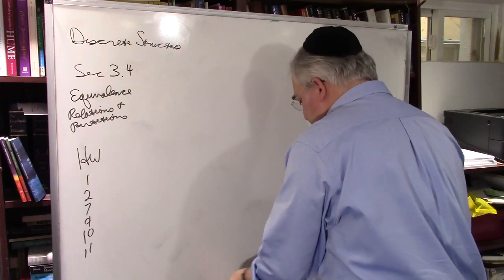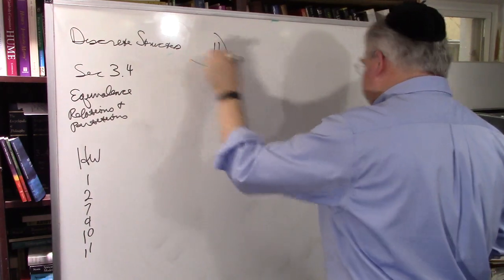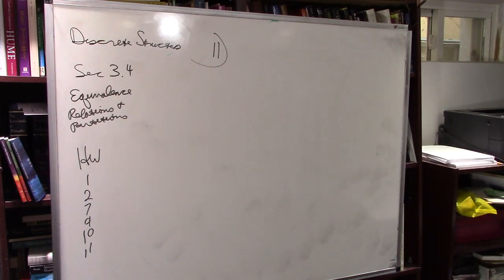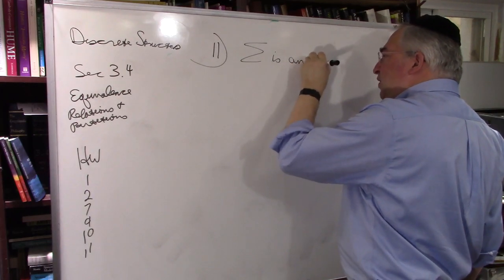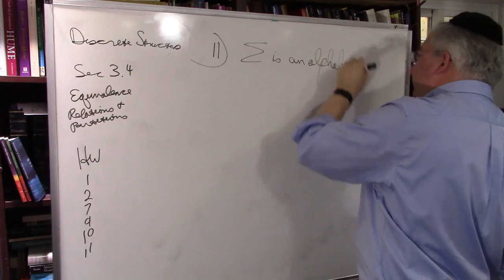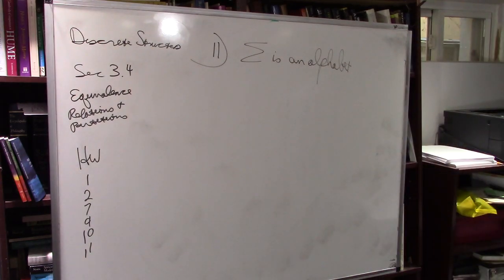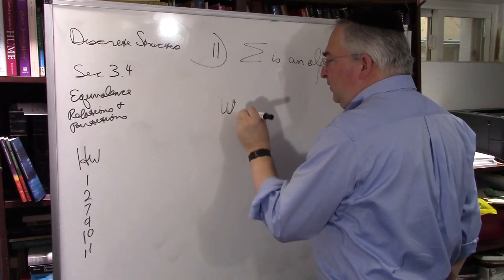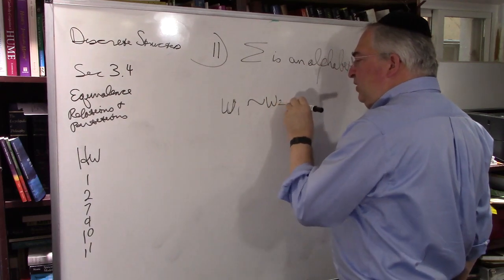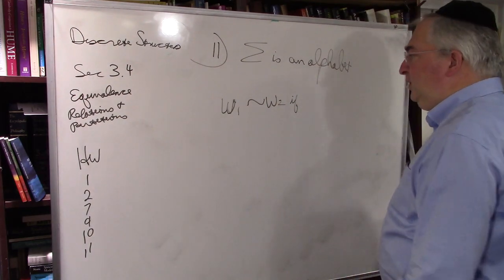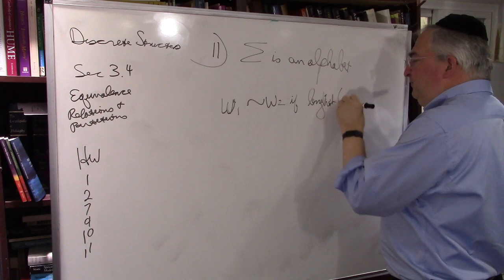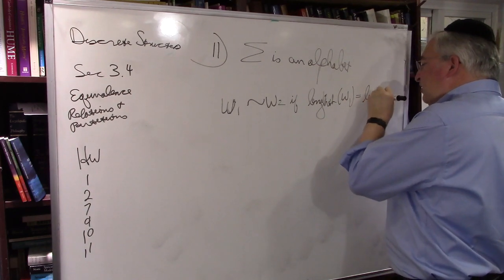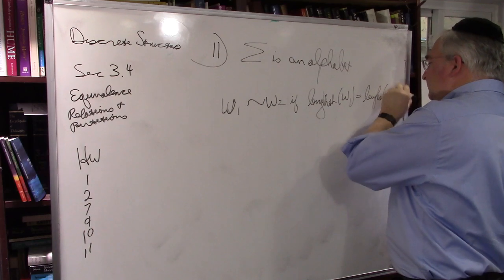Okay, number 11. So let's do number 11. Okay, sigma is an alphabet. Oh, so we're going back to what we were doing in the beginning. An alphabet is a bunch of letters, okay? And W1 is related to W2 if and only if the length of W1 equals the length of W2.